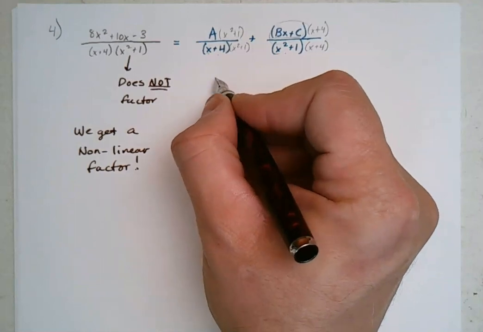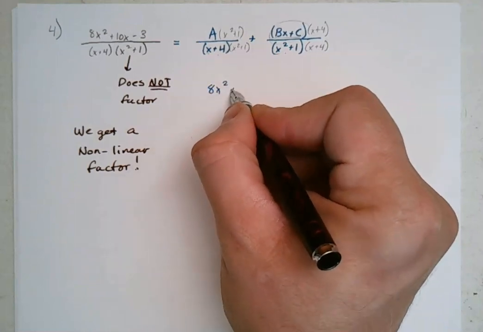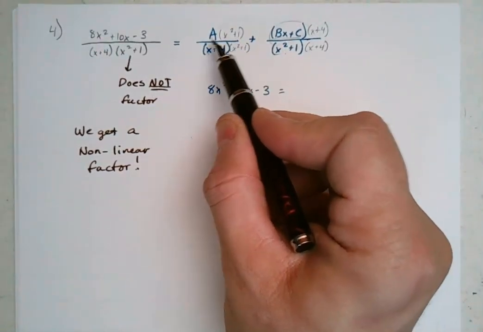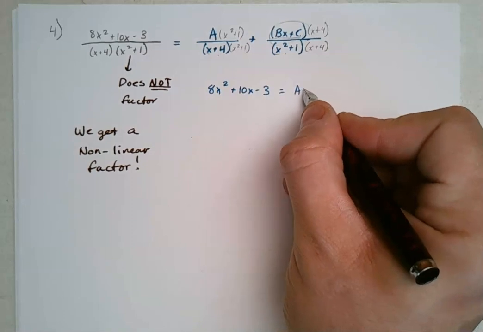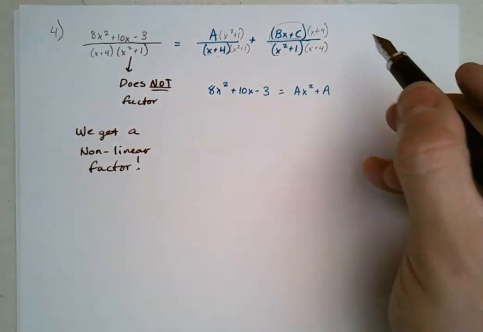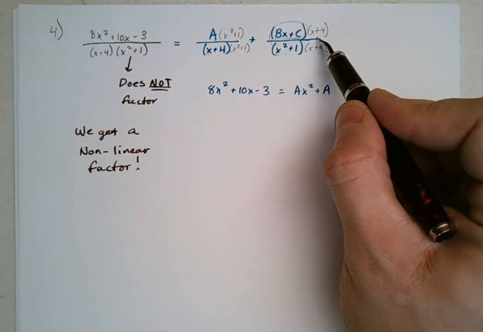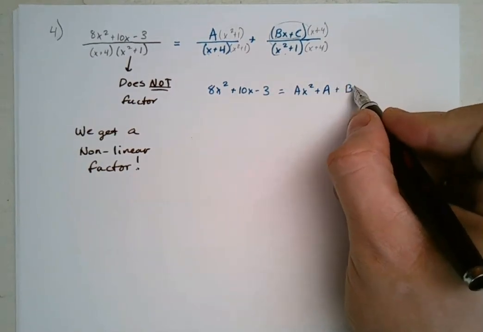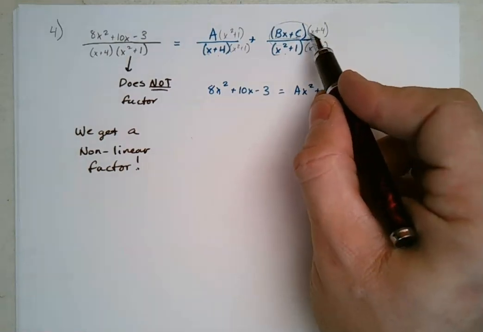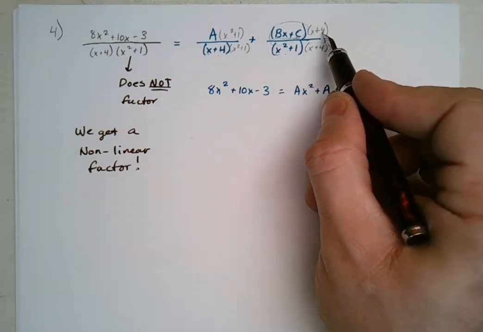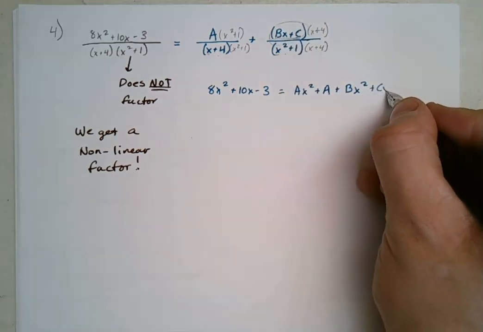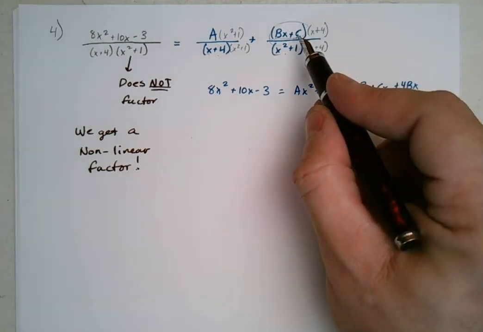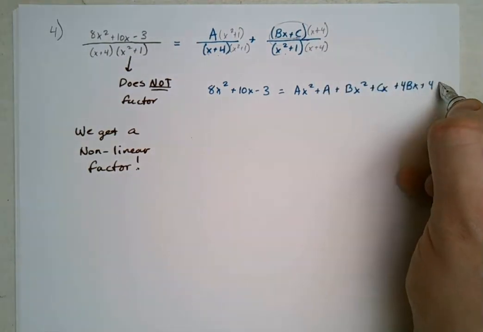So I get 8x squared plus 10x minus 3 equals. Now, I'm going to go ahead and distribute this. That distributes to ax squared plus a. And I'm going to go ahead and use the FOIL method for this. And this is going to give me bx squared. Okay? And then it's going to give me cx, and it's going to give me 4bx. So cx and 4bx. And then I'm going to get c times 4, which will be 4c.